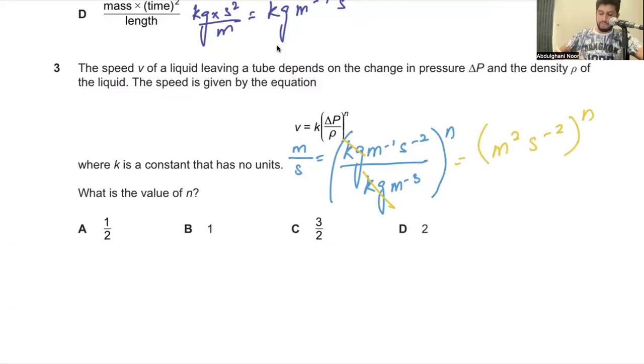So the question is, the left-hand side is meters per second. The right-hand side is meter squared per second squared, the entire thing to the power n. What should be the value of n so that I get the same units?